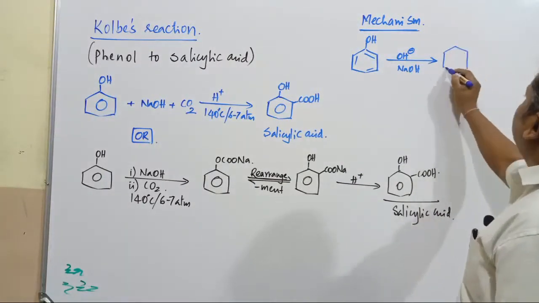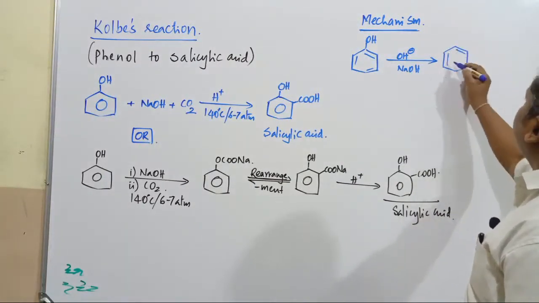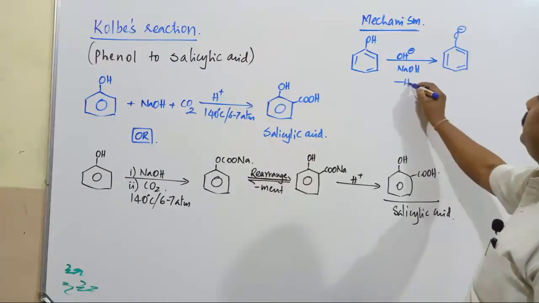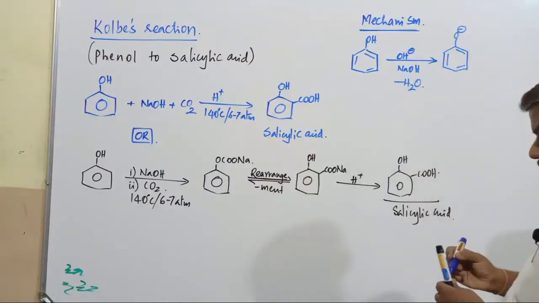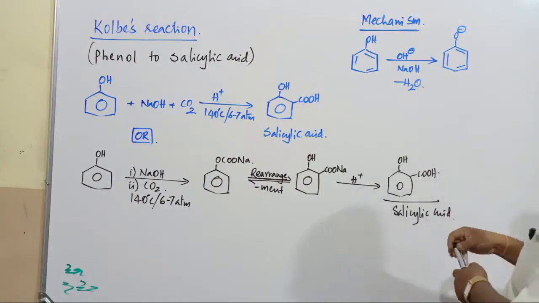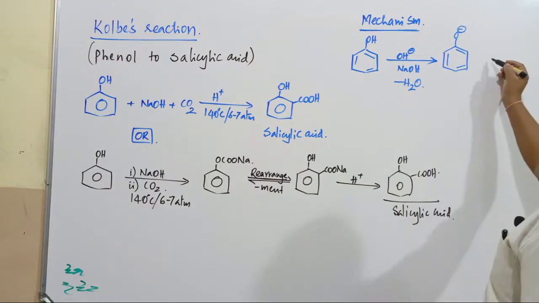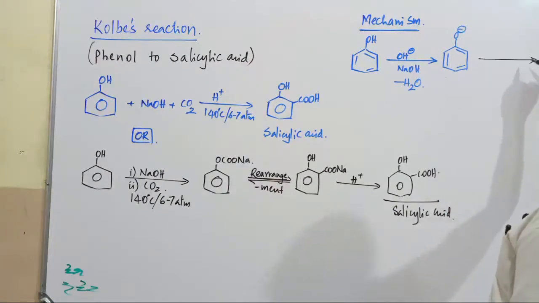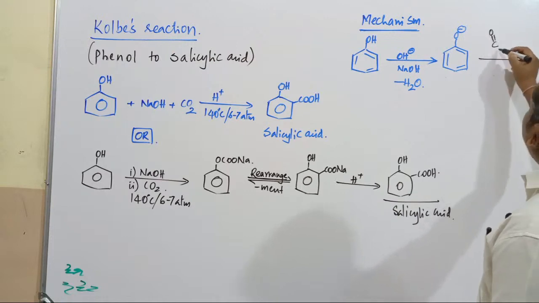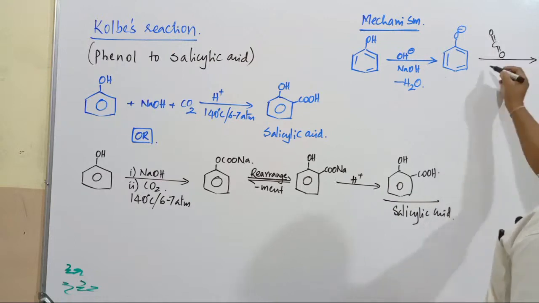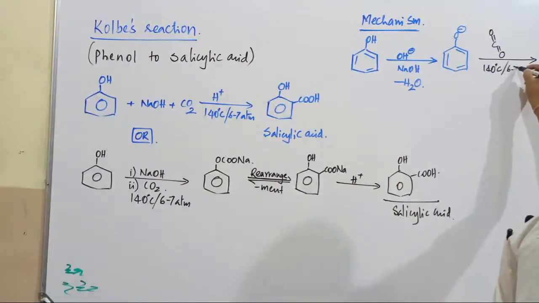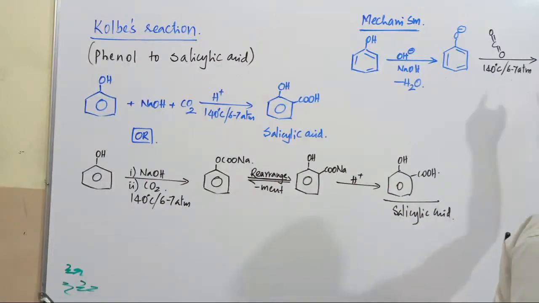As a result, elimination of a proton takes place. When the proton is eliminated, it forms O minus. This is minus H2O. When this phenoxide ion is produced here, further this phenoxide ion comes in contact with what? Carbon dioxide, that is C double bond O, and this is double bond O, at a temperature of 140 degrees Celsius and 6 to 7 atmospheric pressure.